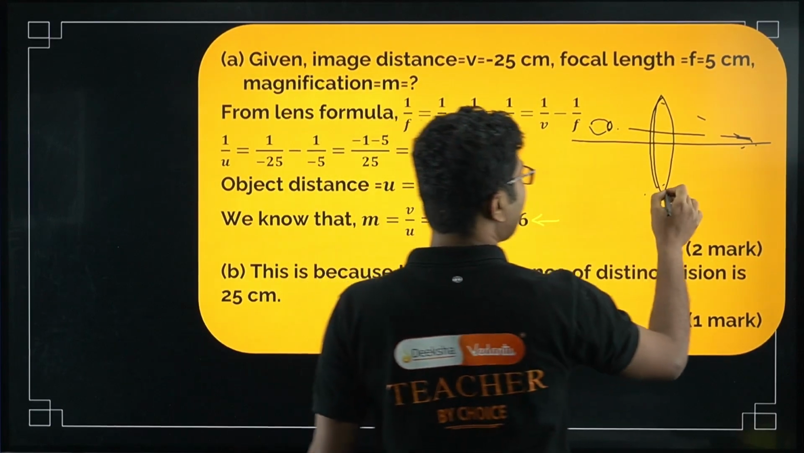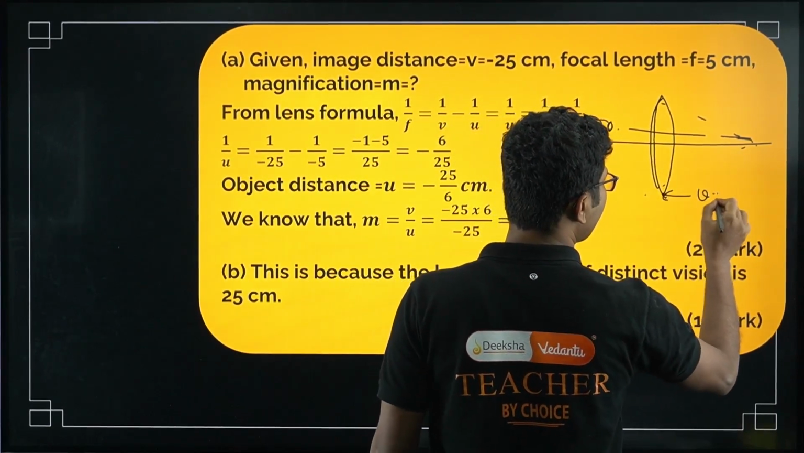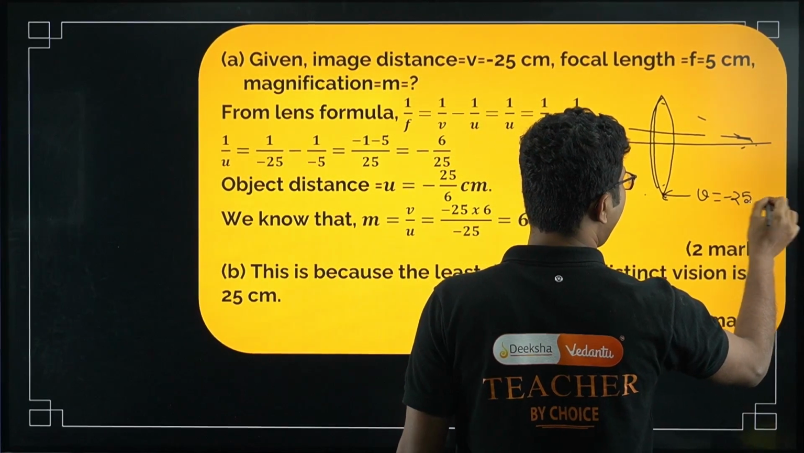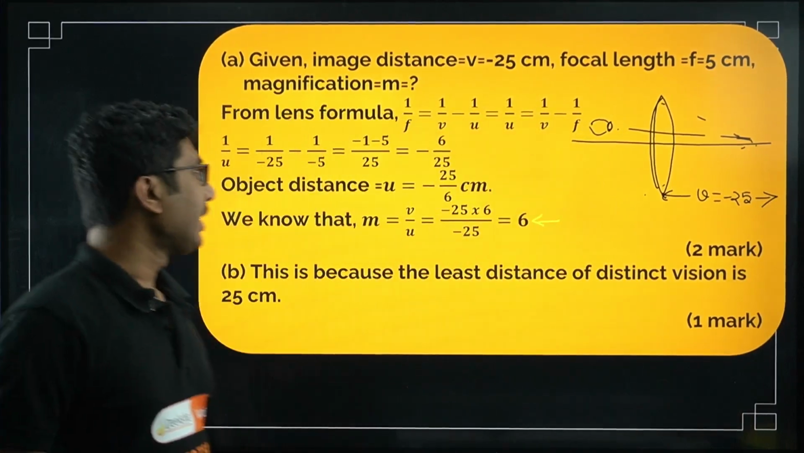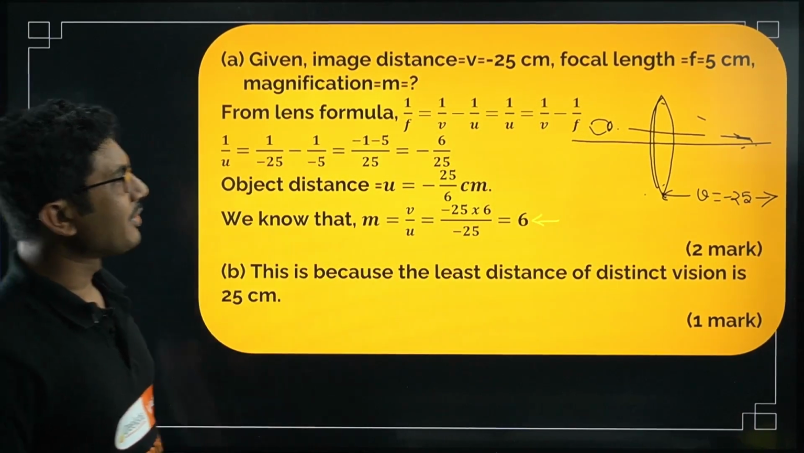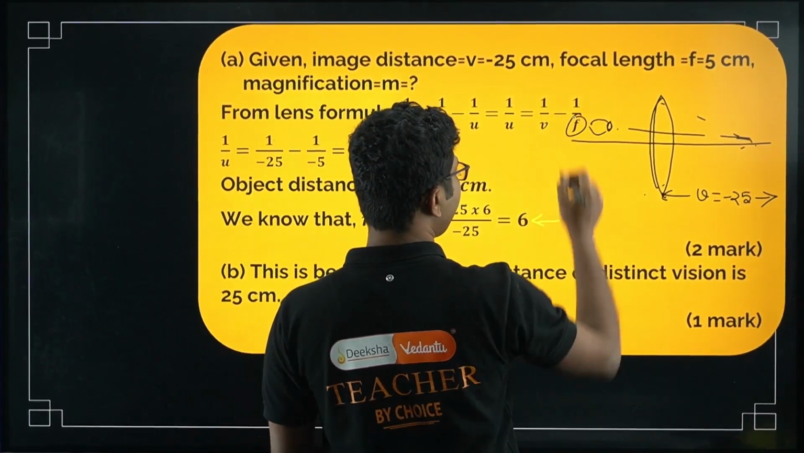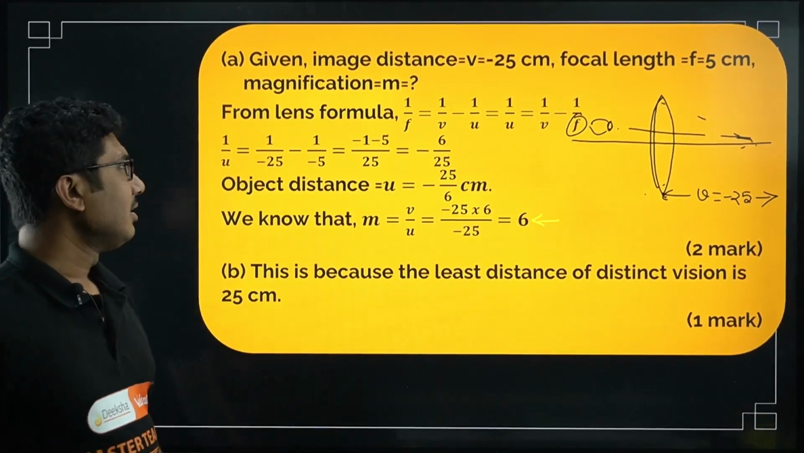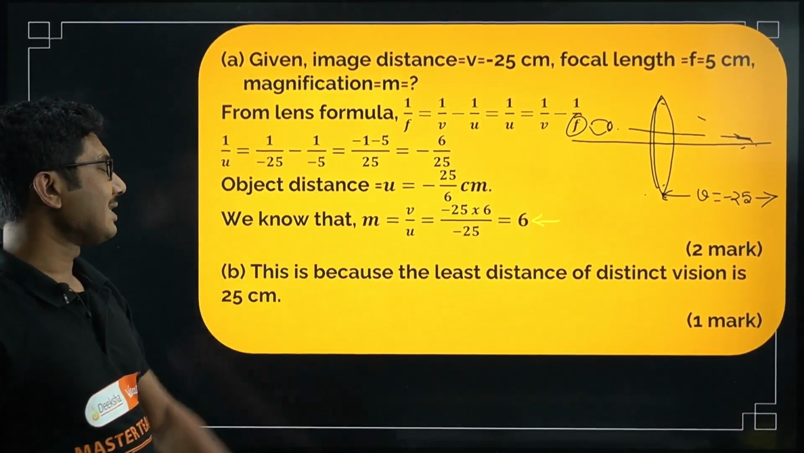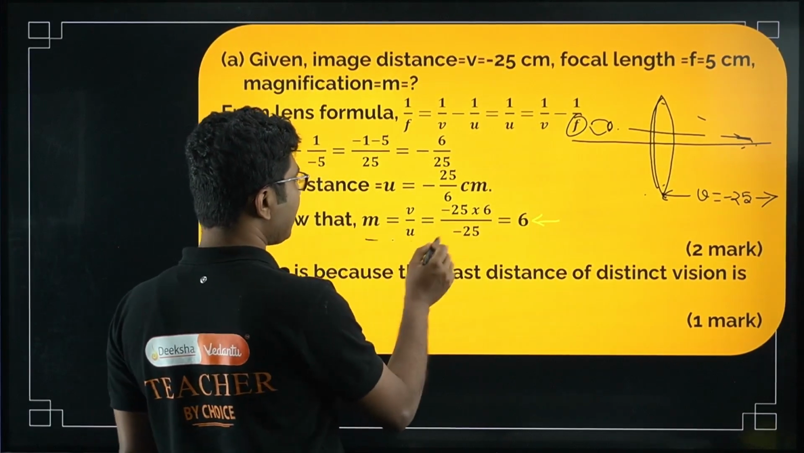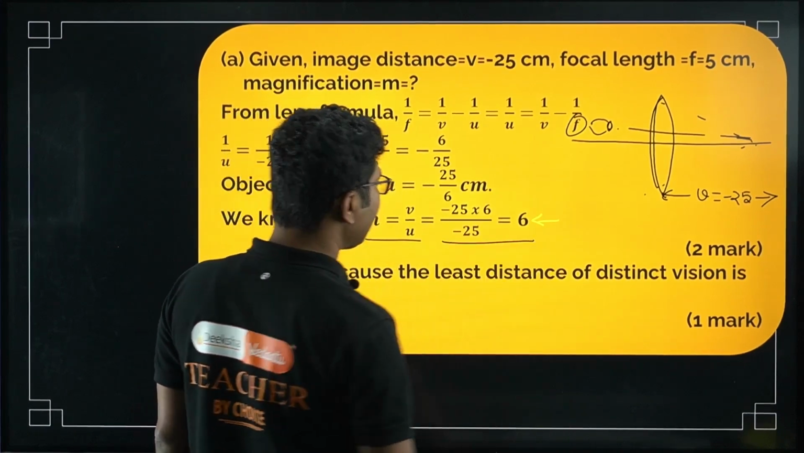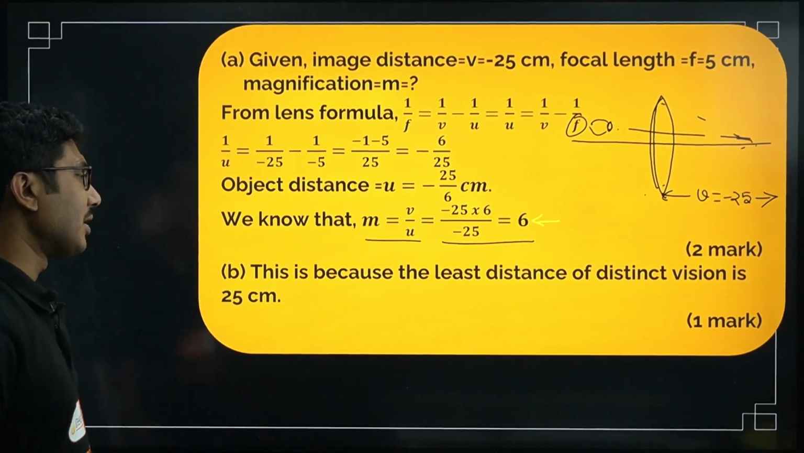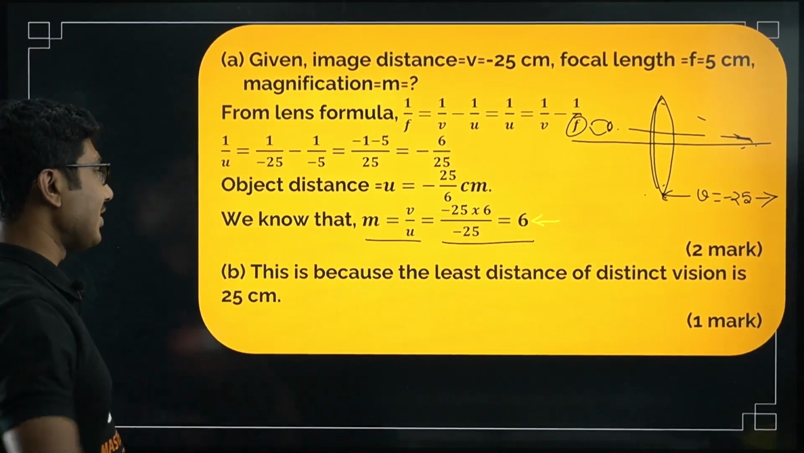So you know that image distance is V equals minus 25. This should be the minimum distance, right? Now using this minimum distance, focal length is given 5 centimeter. So you have to just find the object distance. Once you calculate the object distance, M is V by U. So you just need to calculate the magnification, which will come out to be 6. So obviously magnification is 6.